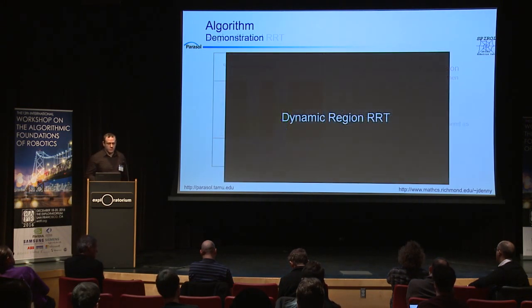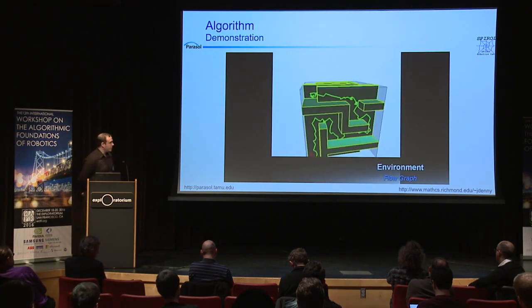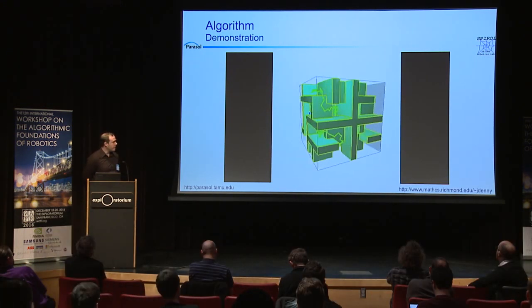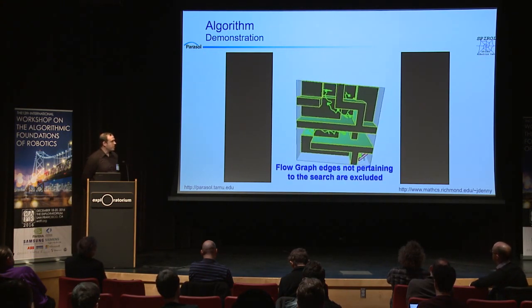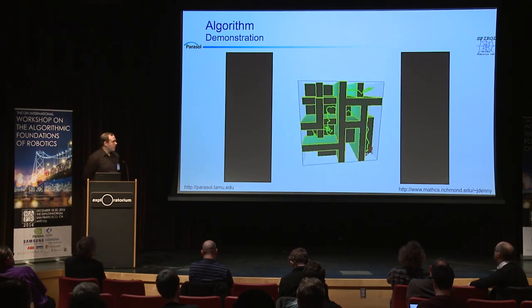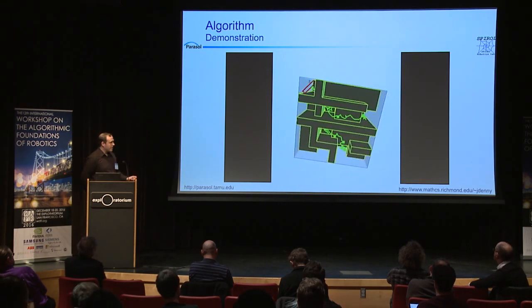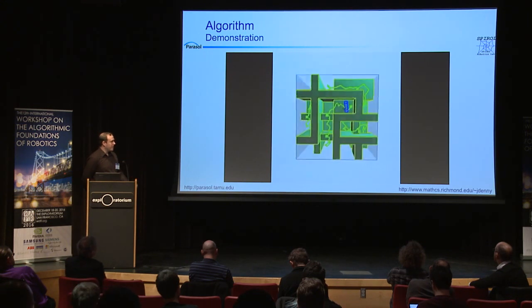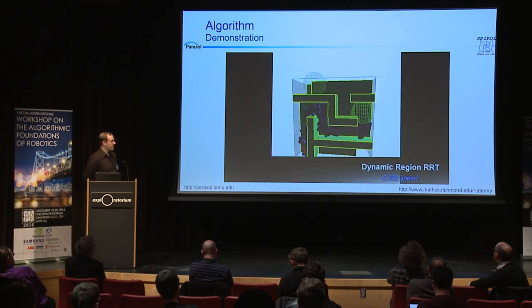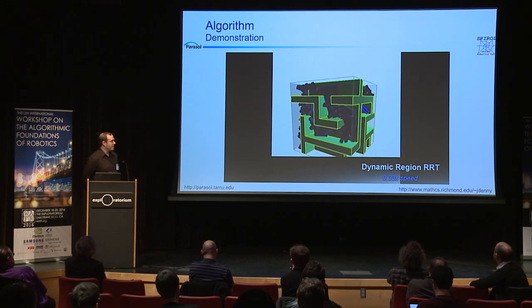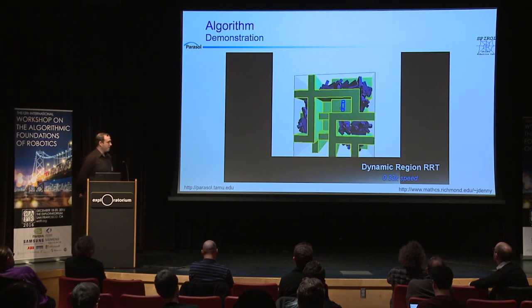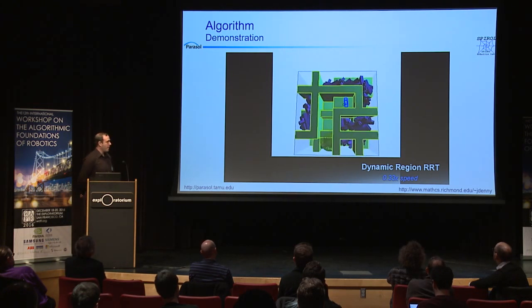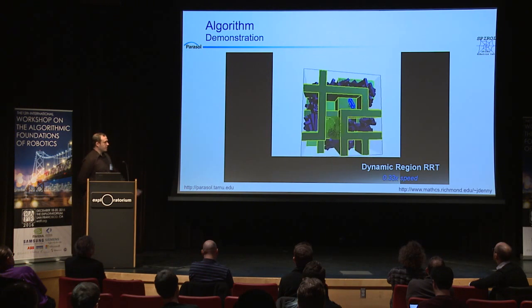So to show a video of the whole planner, here's a complex 3D maze. What's shown in green is the flow graph. You can notice right here that edges are pruned that are not really relevant to the graph search. And then I'm going to slow down the planner by 3 times when we get there, and you can see even then how fast it explores. The region is shown as a sphere.